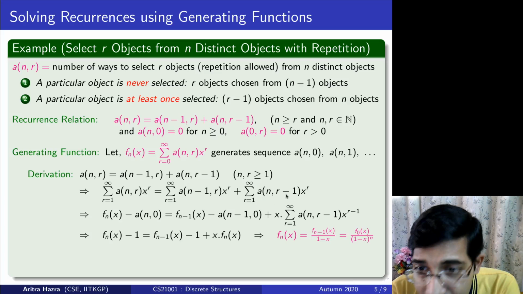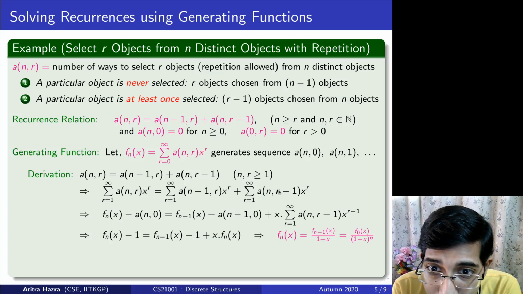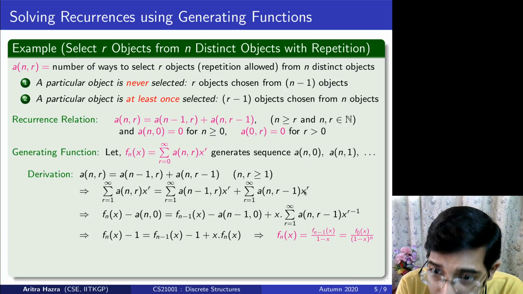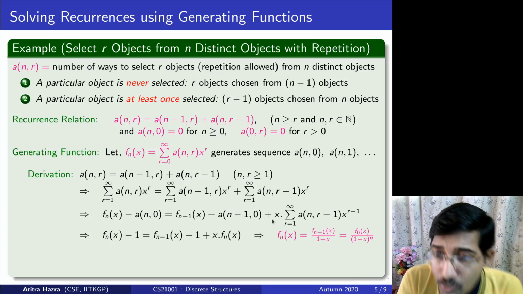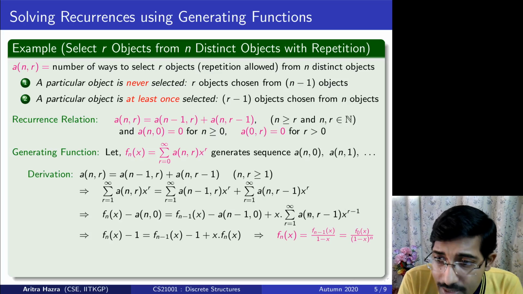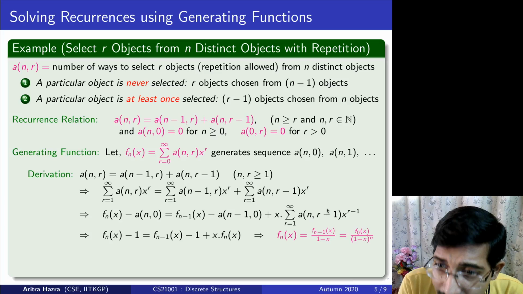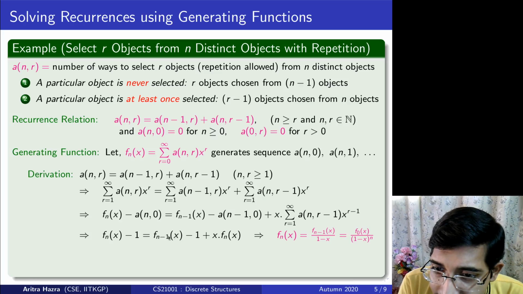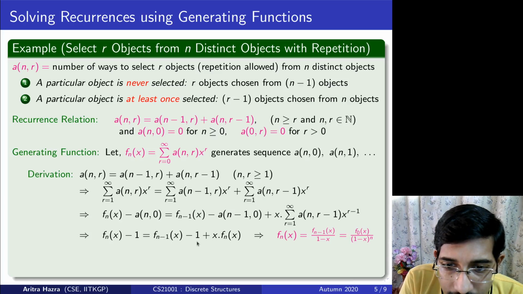For this case, since this is r minus 1 and my generating expression always says x to the power r, I need to take an x outside the summation, because the summation does not depend on x. So take out an x to get x to the power r minus 1. Now r minus 1 goes from 0 to infinity, say m, x to the power m. So this is nothing but f_n(x), and my term becomes x times f_n(x).